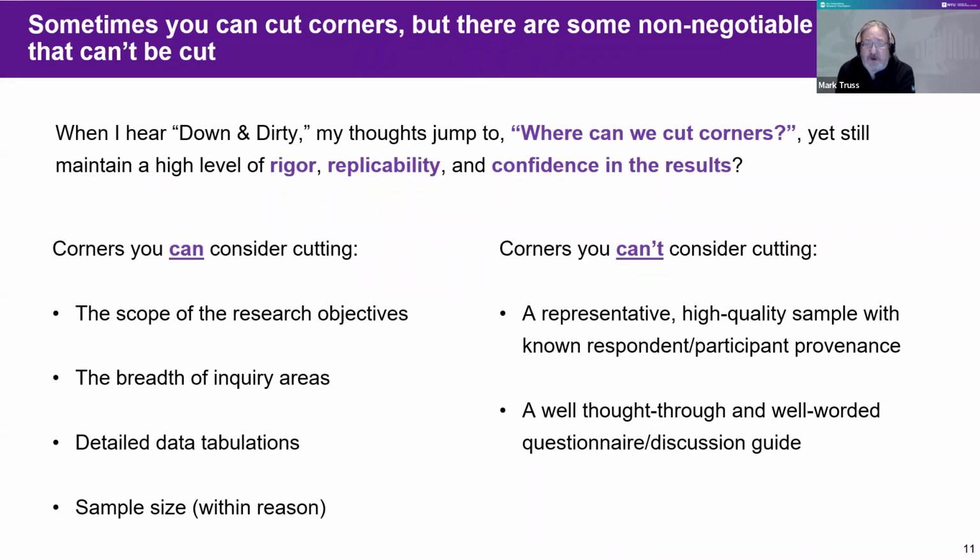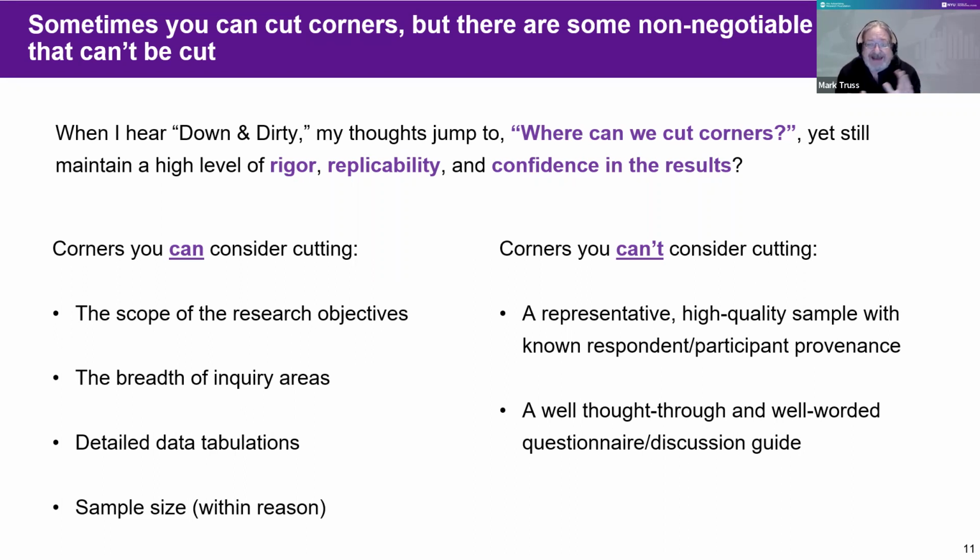Now, when I hear down and dirty, my thoughts jump to, okay, where can we cut corners yet still maintain a high level of rigor and replicability, which is a measure of quality, right? I can repeat it and get the same results time after time. And I have confidence that the results I'm sharing with whoever's requesting it are valid, and we can rely on them to make business decisions, right?